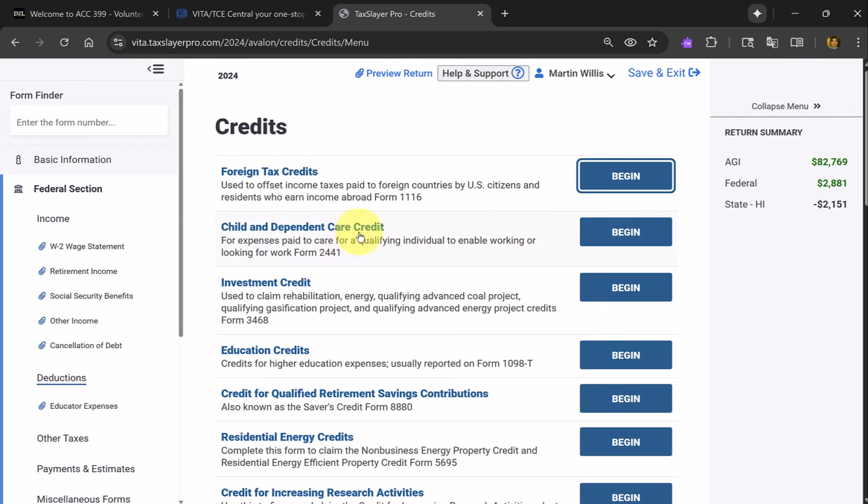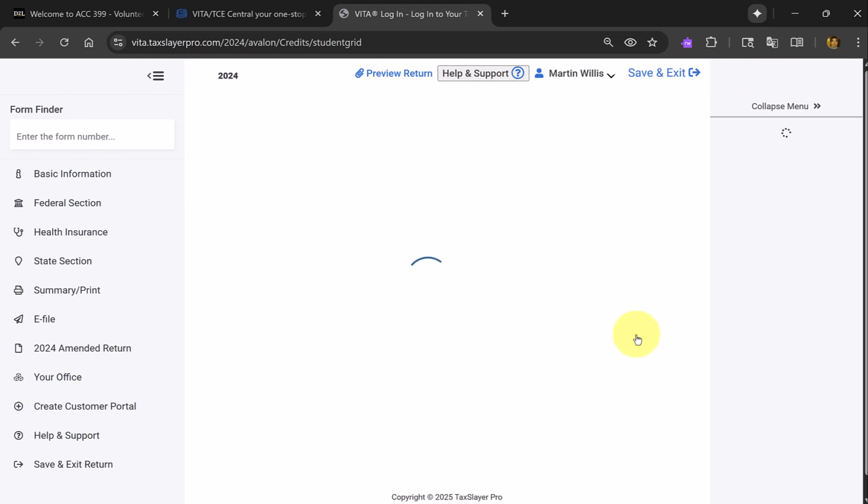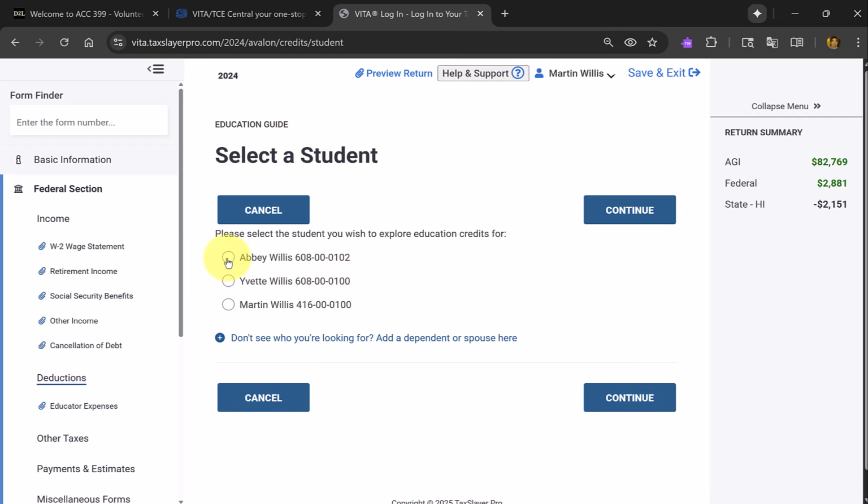Foreign, child dependent care. Here's what I want. The child tax credit, which we don't qualify for, and other dependent, other relative credit, which we do qualify for, is not on this list because it should be automatically calculated for us. Okay, education credits. This is for Abby, our student. Yvette or Martin are not students.